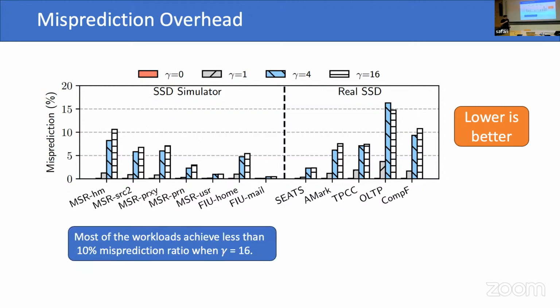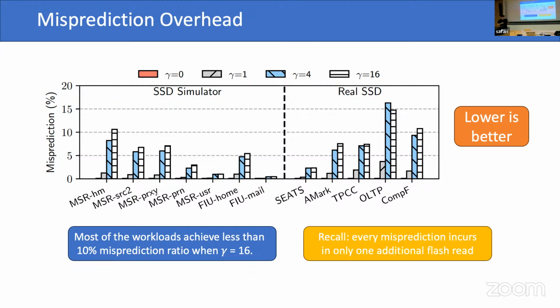And overall, most of the workloads achieve less than 10% misprediction when gamma is equal to 16. Important to recall that an average misprediction only results in one additional flash read. So the overhead depends on the SSD characteristics, but it's not bad.